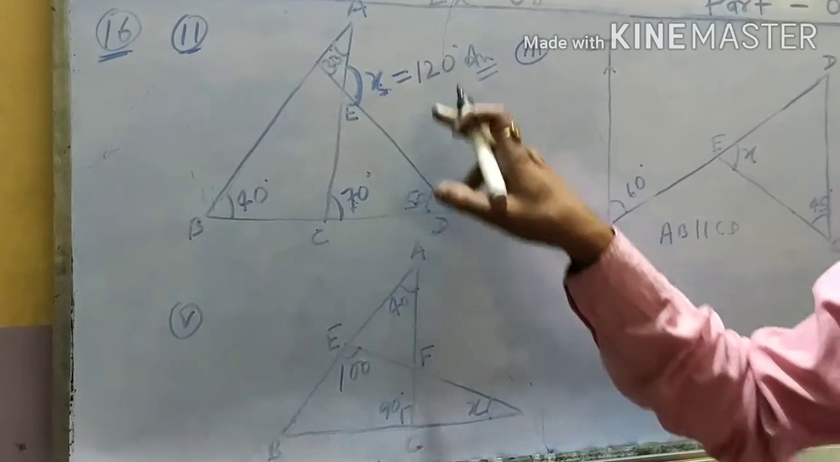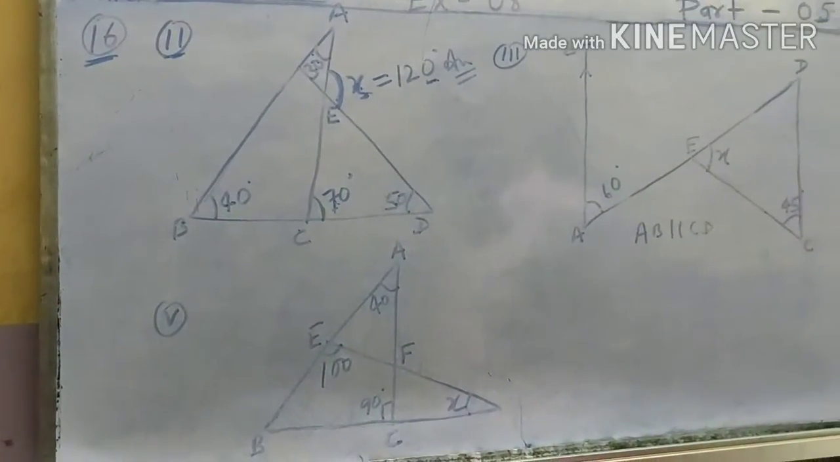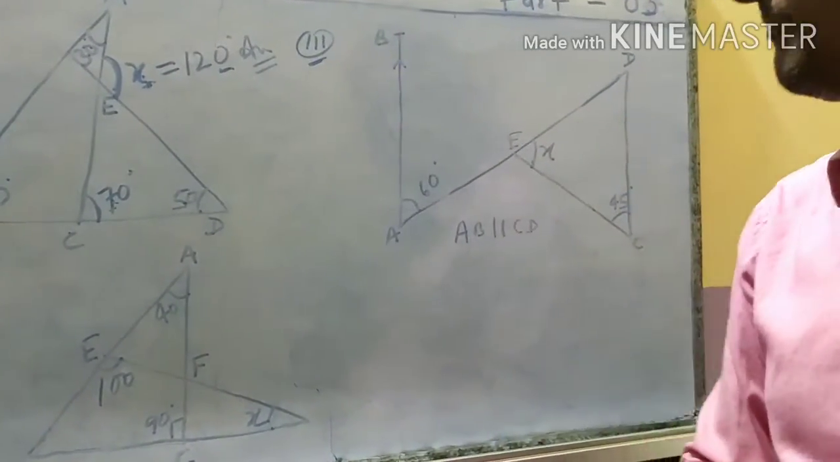So 70 plus 50 is equal to 120 degrees. So by this process you can solve this question. Okay, here is question number 3.